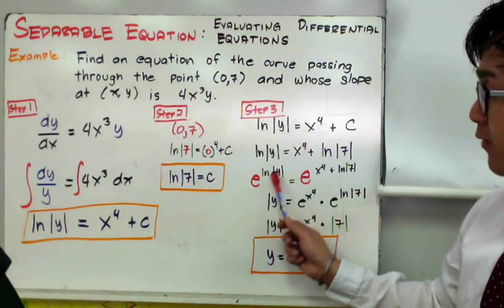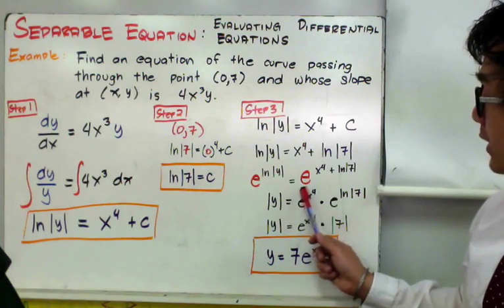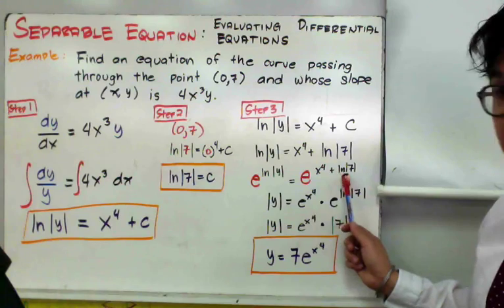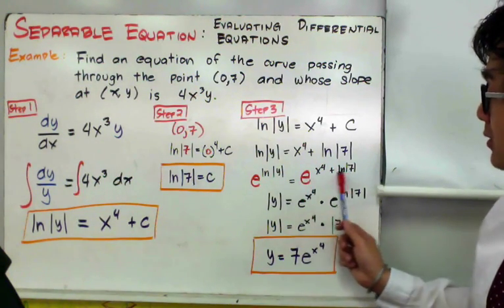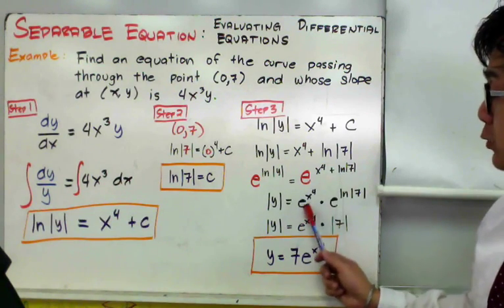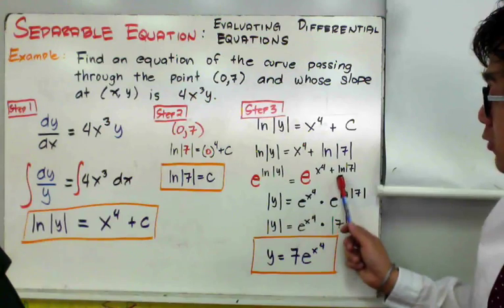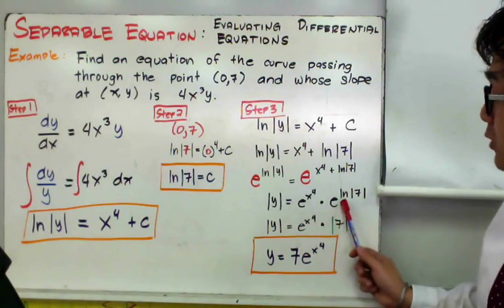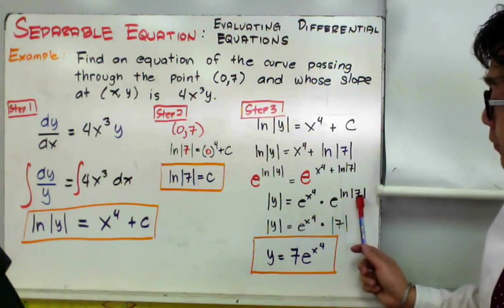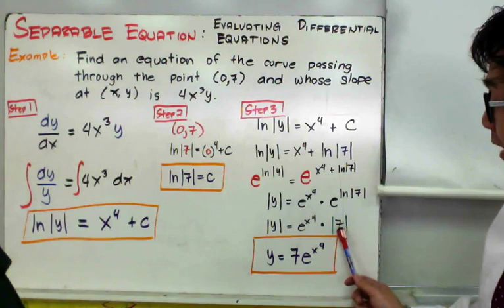So e to the ln of absolute value of y is simply absolute value of y, and e raised to x to the fourth plus ln of 7, by the laws of exponents, we can separate this exponent into e raised to x to the fourth times e raised to ln of 7. So we know that e raised to ln of 7 can still be simplified, and by getting rid of e to the ln, we'll have absolute value of 7.